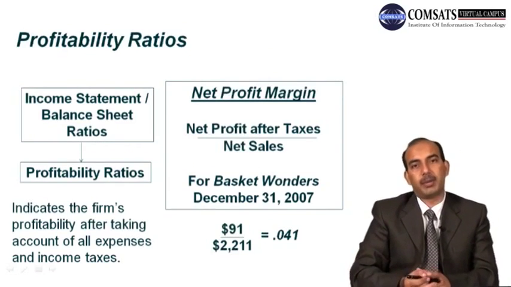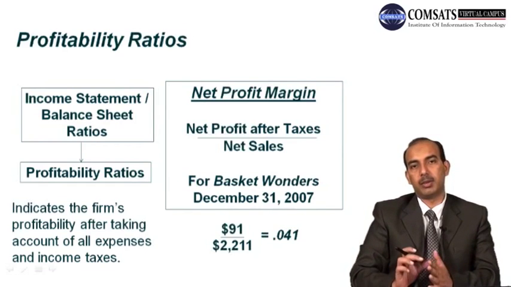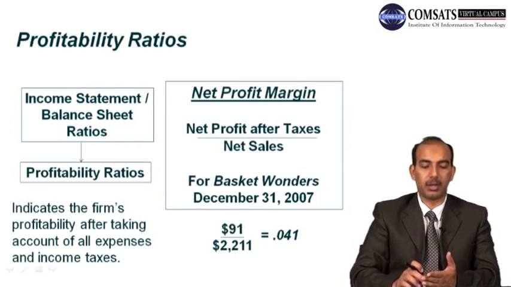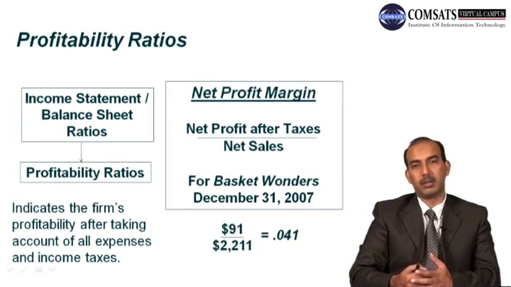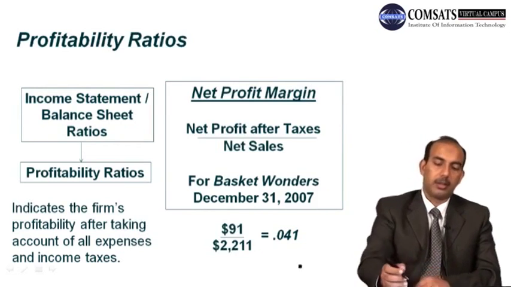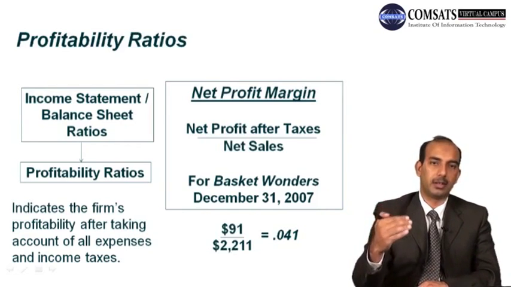And then net profit margin. Before, we talked about gross profit margin, which we calculated using our total sales, and we deducted cost of goods sold out of it to get our gross profit. And out of that gross profit, if we deduct the rest of the expenses, we get the net profit. So net profit means the profit which is available for distribution among the common stockholders. And the firm has paid all the interest liabilities and all the taxes on it.